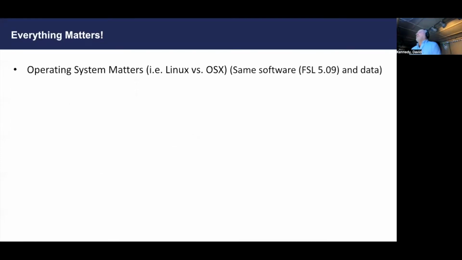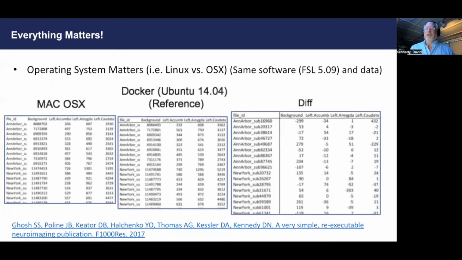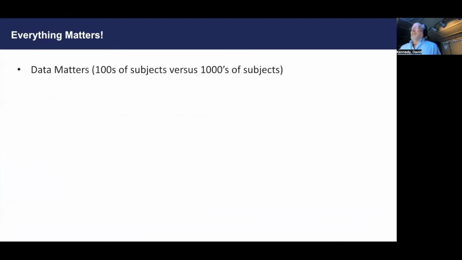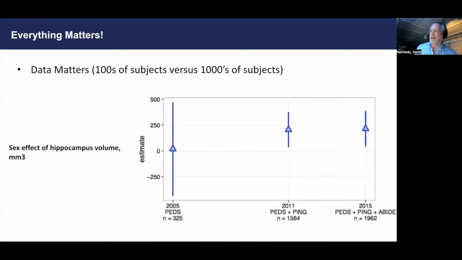So, just a quick little summary of the various things that matter. The exact same software, the exact same software version, can matter depending on what hardware it's being run on. The exact same question, the exact same software, can care about how many data sets you have. Say you're looking at hippocampus volume as a sex estimate. If you have the 300 subjects of the NIH pediatric data set back in 2005, you didn't really see anything significant there.